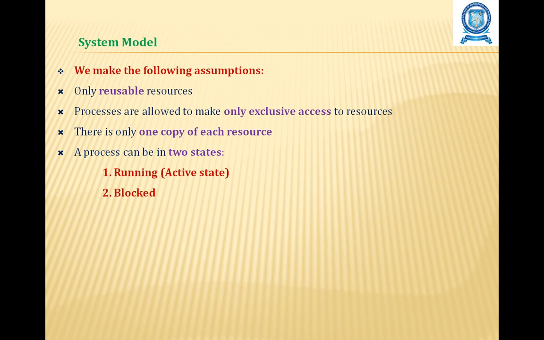The first assumption is that the systems have only reusable resources. The processors are allowed to make only exclusive access to resources. There is only one copy of each resource. A process can be in two states: running or blocked. The running state is otherwise also called the active state. That means in the running state, a process has all the needed resources and is either executing or is ready for execution. In the blocked state, a process is waiting to acquire some resource.